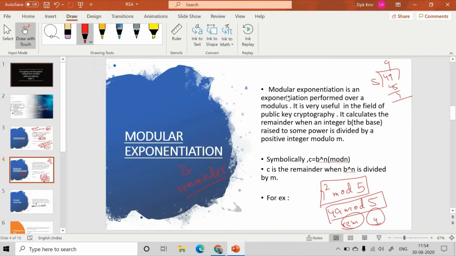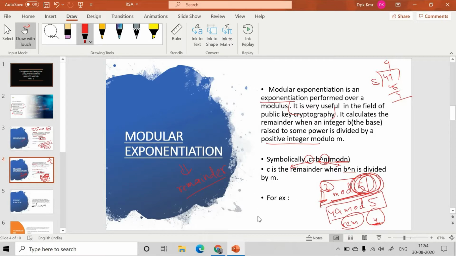Okay, so now let's go through the definition. Modular exponentiation is an exponentiation performed over a modulus. It is very useful in public key cryptography. This will be dealt with in the later part. It calculates the remainder when an integer b, the base, raised to some power n is divided by a positive integer modulo m. So c here is the remainder, b is the base here, and n is the power, and this is divided by modulo m. Suppose I take another example here.